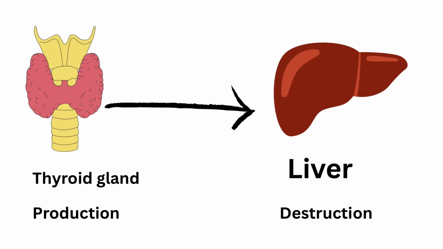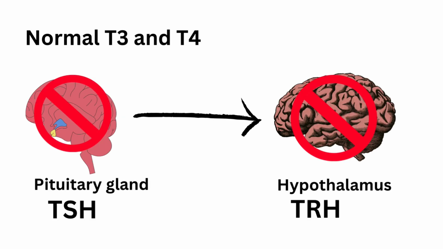After performing their function, these hormones are destroyed by the liver and they are excreted via urine and stool. When there is enough T3 and T4 in the blood, they signal the pituitary gland to reduce the production of thyroid stimulating hormone, which in turn signals the hypothalamus to reduce the production of TRH. So this is like a feedback mechanism and it keeps the system balanced.